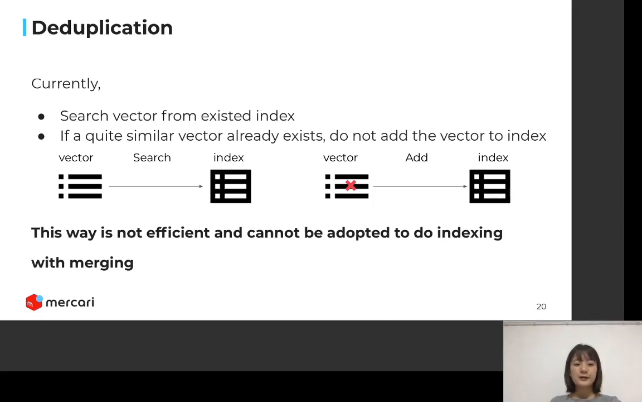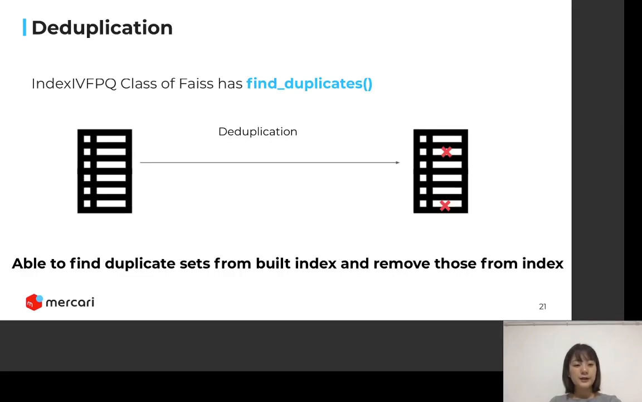The new method of building the index that I explained just before merges the built indices with each other, so the previous deduplication method cannot be adapted. We need a way to deduplicate from the already built index. In the case of IVFPQ, this can be achieved using a function called findDuplicate. This is a function that finds exactly the same vectors, and since it compares using PQ codes, matches can be found without being affected by slight differences such as quantization error.